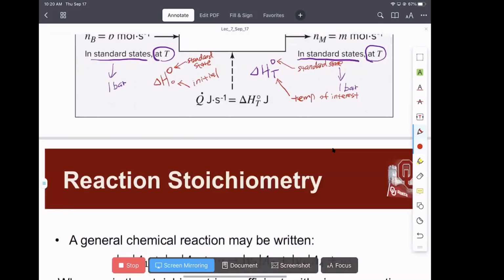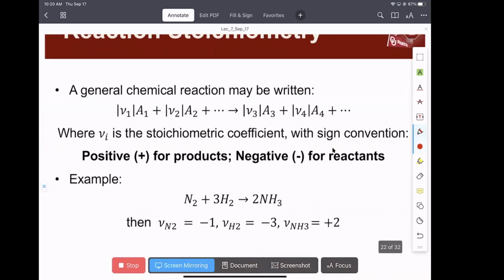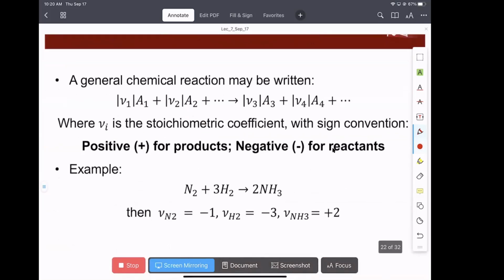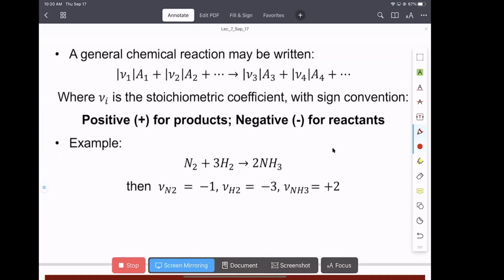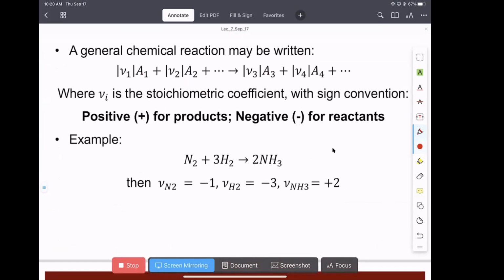Moving on, this is where I was talking about the stoichiometry coefficients. For the reactants, they would be negative, and the products would be positive. Whenever you calculate the energy contributions, you need to multiply by their corresponding coefficient.